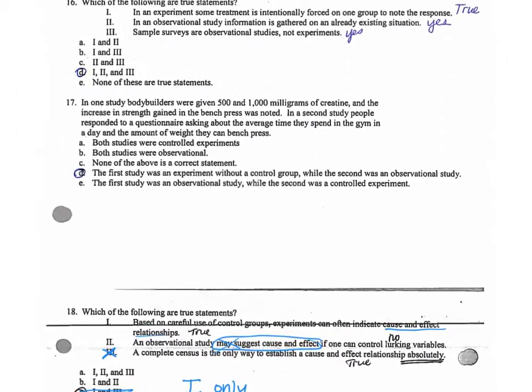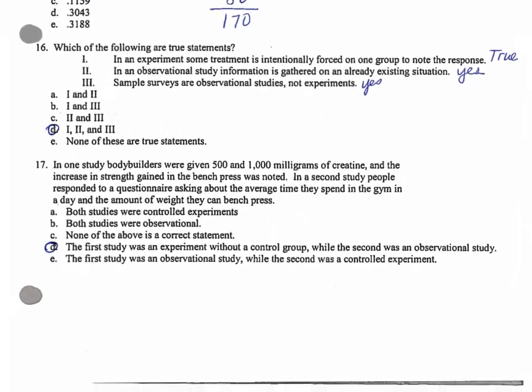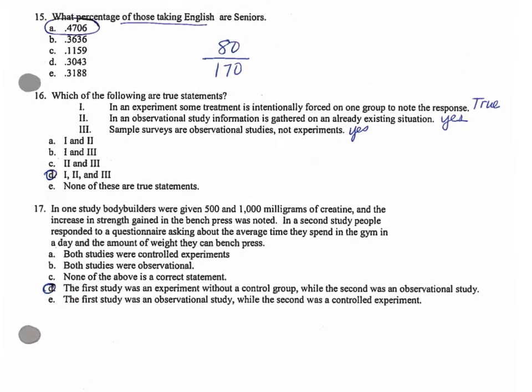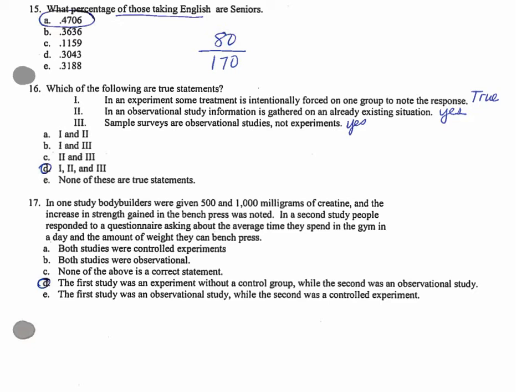All right, next. Previous page, number 17. It's D, because the first one doesn't have a control group and the second is an observational study. And then 16 is a good one here. It is D. In an experiment, a treatment is intentionally, now do not get hung up on this word forced, it's intentionally imposed upon one of the groups to see if you can have a response. In an observational study, the information is gathered on already existing.